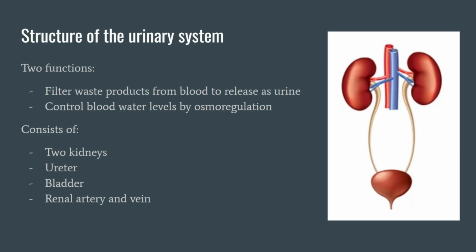The urinary system consists of two kidneys, which are connected to the bladder. The tubes joining the kidney and bladder together is known as the ureter. They help to transport urine from the kidney into the bladder to be stored. On top of this, each kidney is attached to the renal artery and the renal vein. The renal artery, which comes from the aorta, delivers oxygenated blood to the kidney, then the renal vein delivers deoxygenated blood from the kidney to the vena cava.